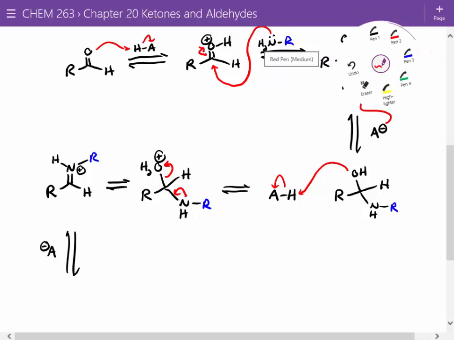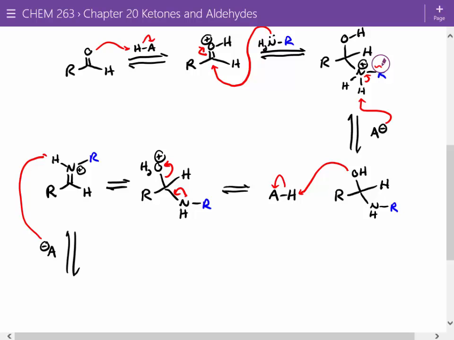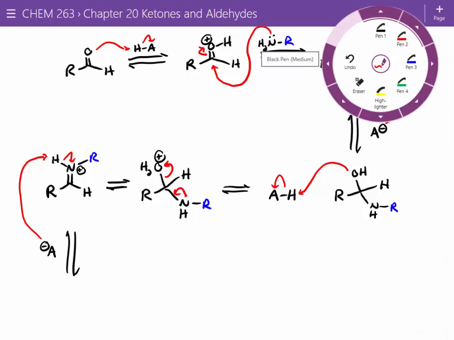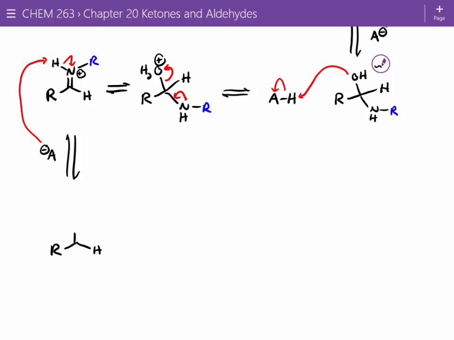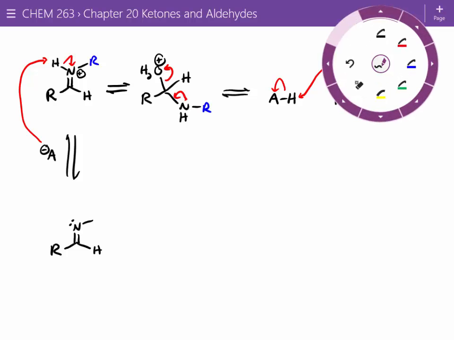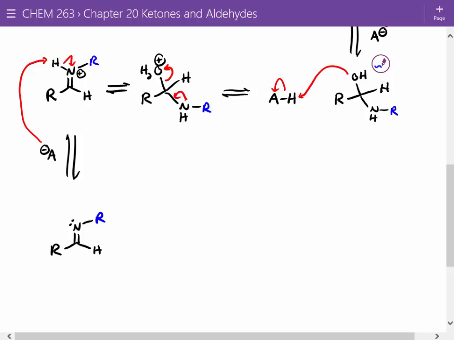So the final step is you have your base come, grab this proton, clamp down. Let me slide this down a bit. And you end up with your final imine.